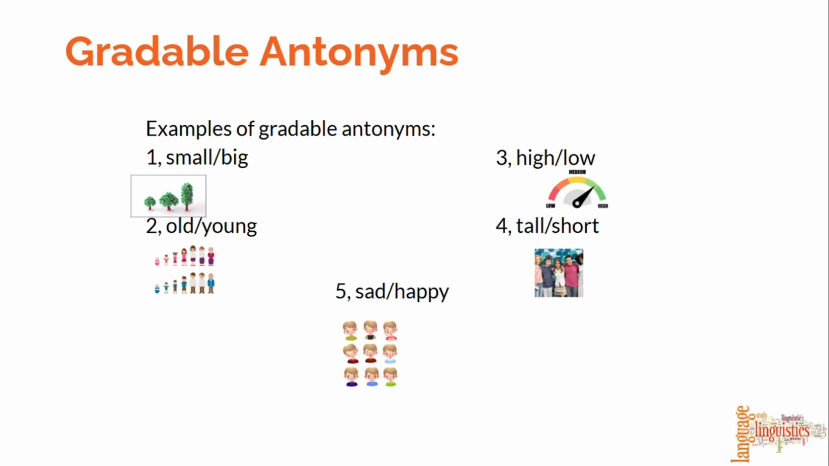Let's look at the example pairs of gradable antonyms. Let's look at the first pair, small and big. Firstly, you can see that it is not about from point A to point B. It is about a whole spectrum of the bigness. Secondly, you would ask yourself, it is small, but how small is it? It can be really small, medium small, or normal small, right?